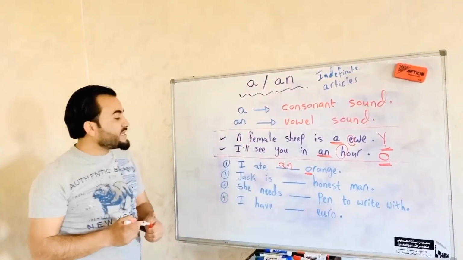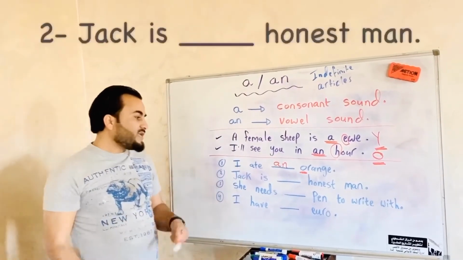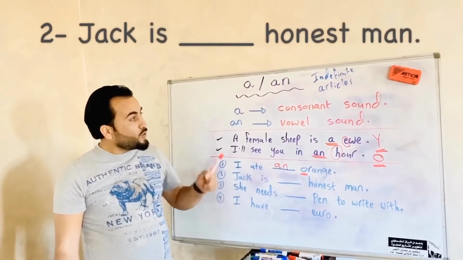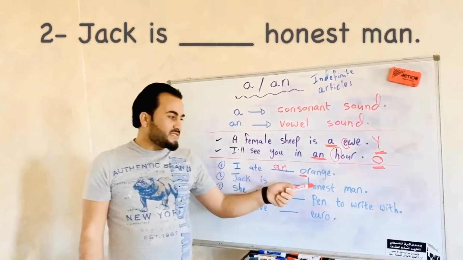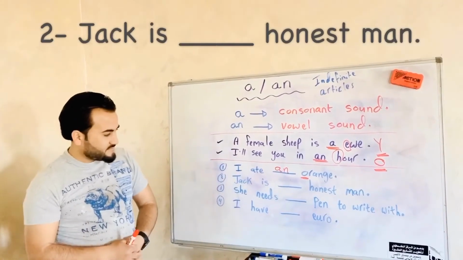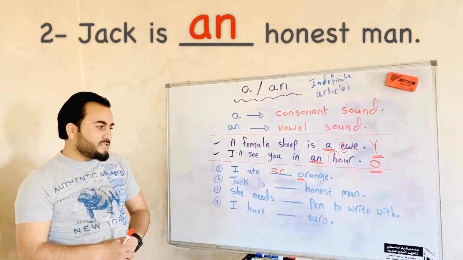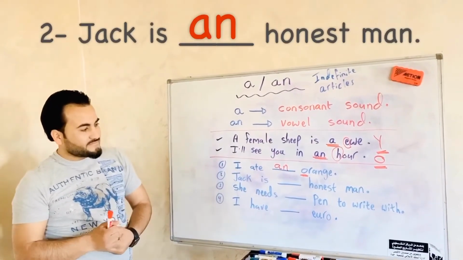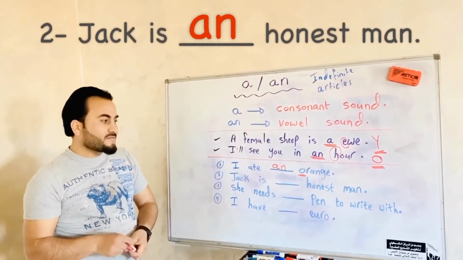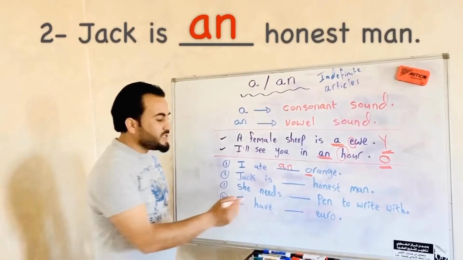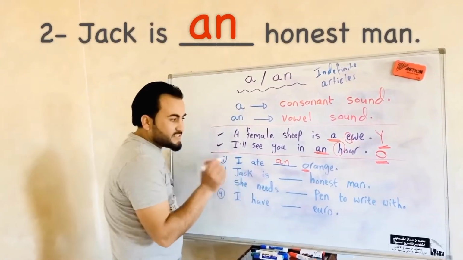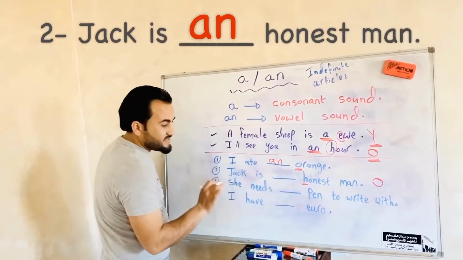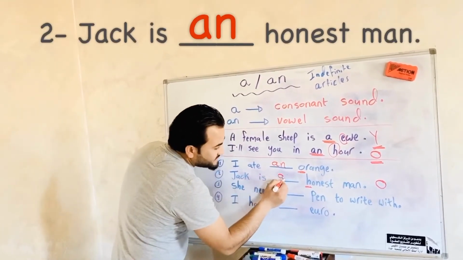The second one here. Jack is, what do you think? A or an honest man? Jack is an honest man. Why did you choose an? Because honest begins with a vowel sound, and it's also a silent H. So here the sound is an O sound. The H is silent. So the answer is an.